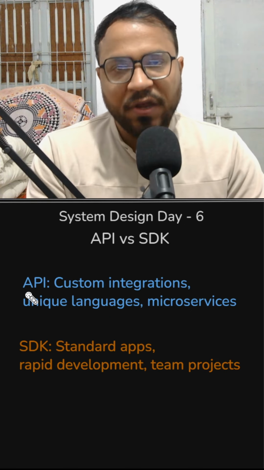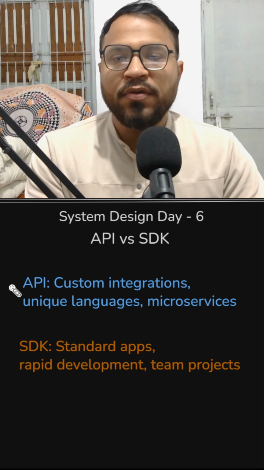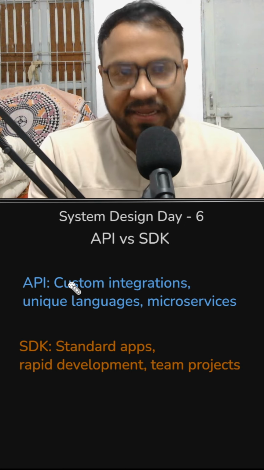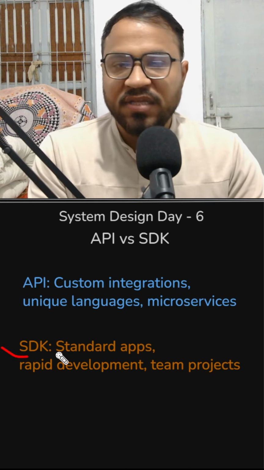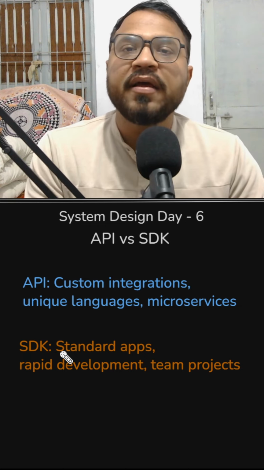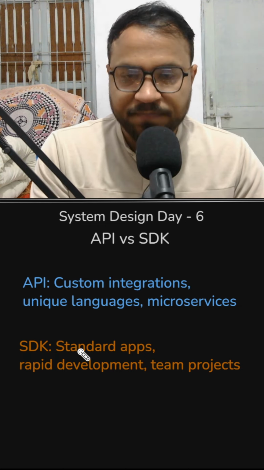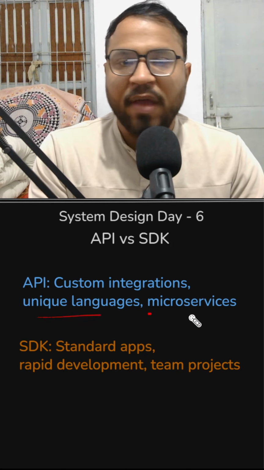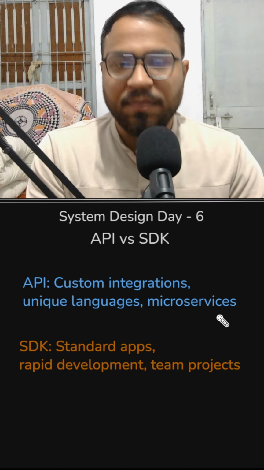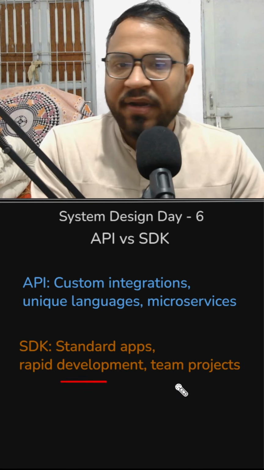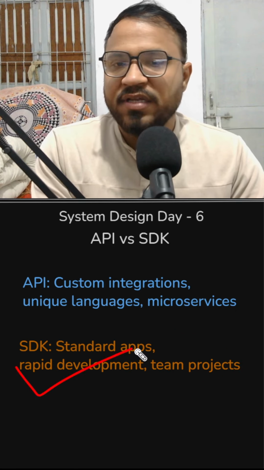Now, which one to use where? Use API when you need maximum control or when an SDK doesn't exist. And use SDK for faster development and built-in best practices. So for API: custom integrations, unique languages, microservices. There you can use API. And for SDK: standard apps, rapid development and team projects. So there you can use SDK.